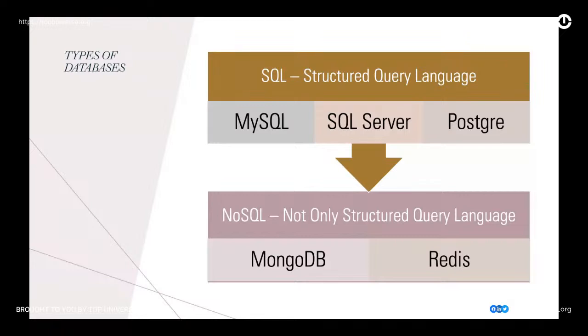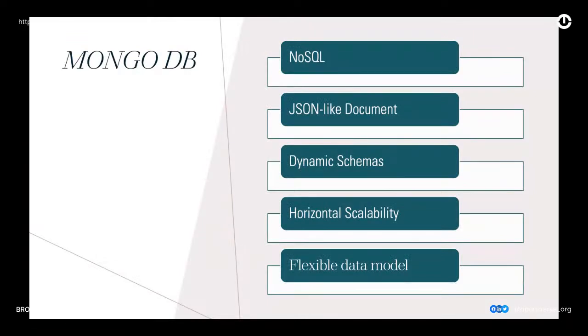Typically, MongoDB is a NoSQL database. Its documents are stored in the form of JSON. I don't know if any of you have an idea what JSON is.